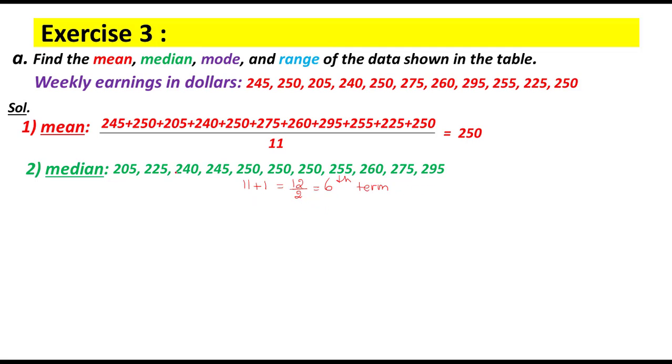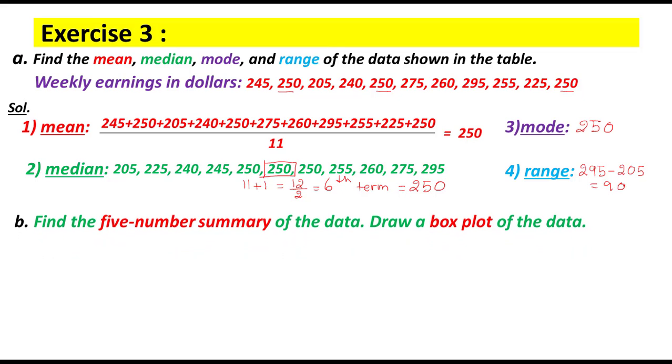Now 1, 2, 3, 4, 5, and 6. This is my median. My mode here is 250. It's the most common number. I can see it here, here, and here, 3 times. Okay, now my range. I'm going to find the difference between the greatest number, which is 295, and the least number, 205, and this is equal to 90.